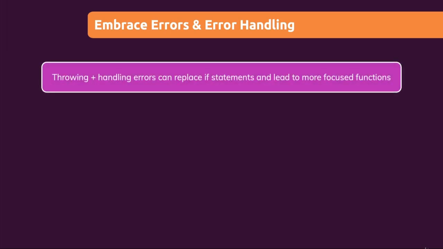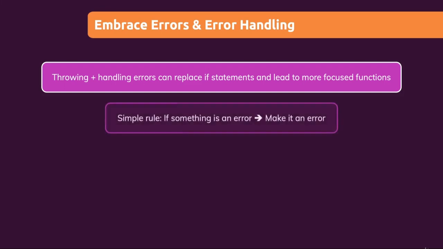Because throwing and handling errors in the proper places can actually replace useless if statements and lead to more focused functions. And here's a simple rule. If something is an error, if something has an error character, make it an error. Don't try to solve it with an if statement.